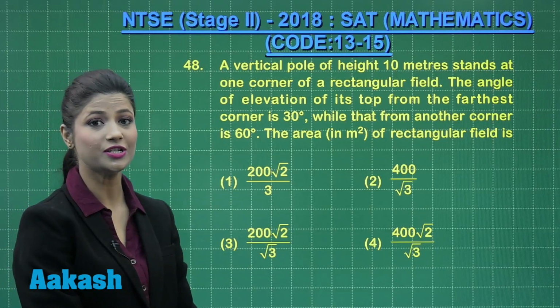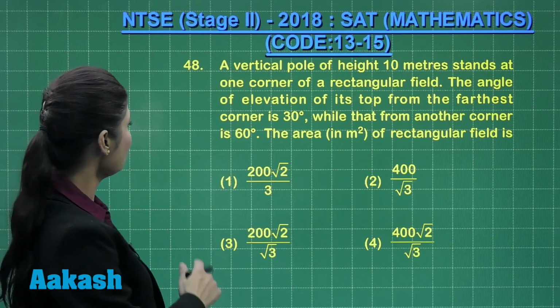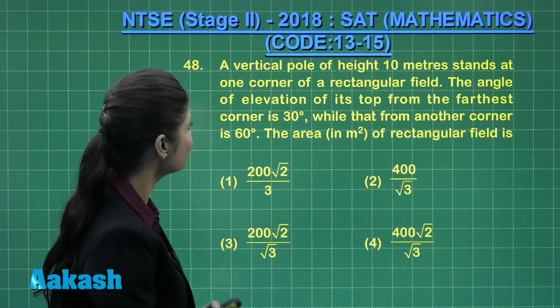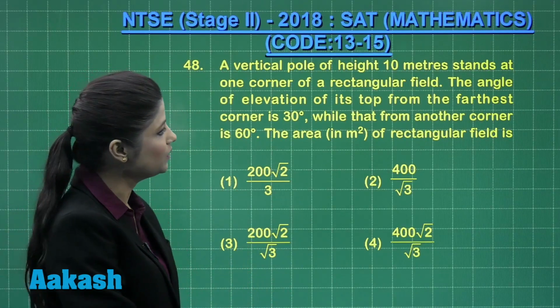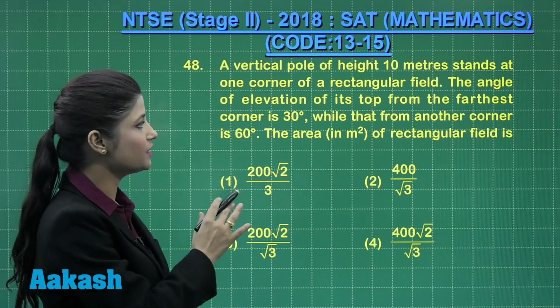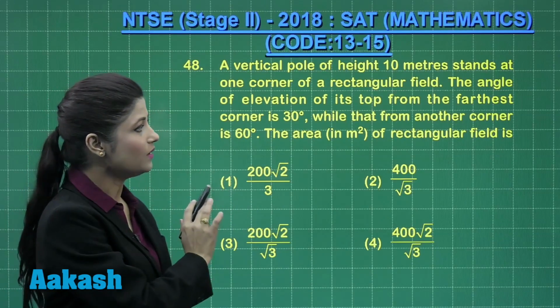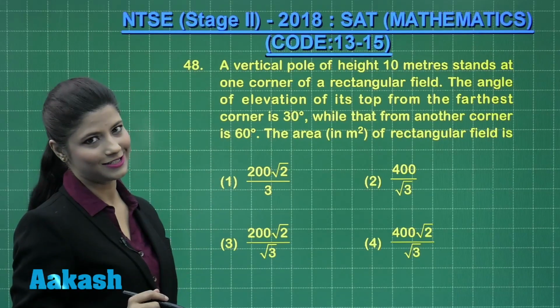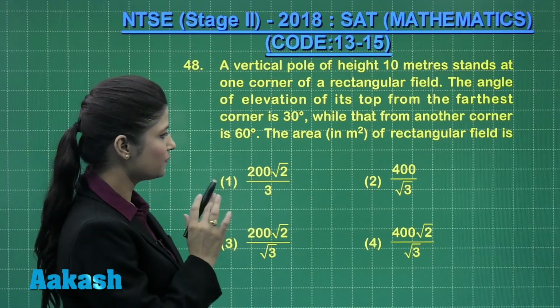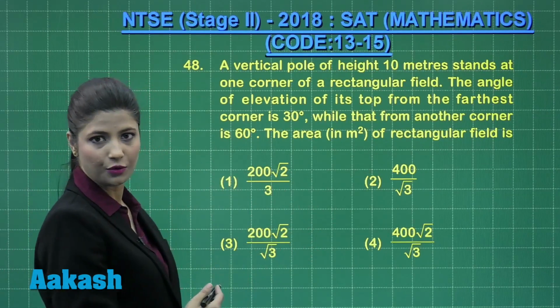Now let's discuss question number 48. It states a vertical pole of height 10 meters stands at the corner of a rectangular field. The angle of elevation of its top from the farthest corner is 30 degrees, while that from another corner is 60 degrees. The area of the rectangular field needs to be obtained out of these four options.